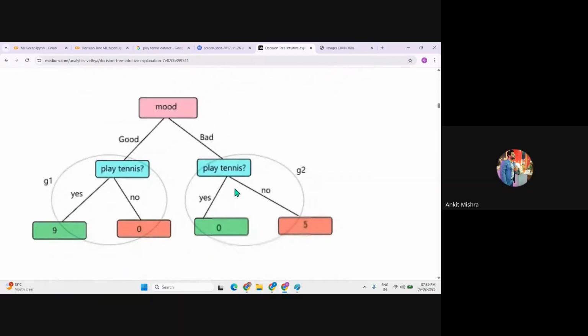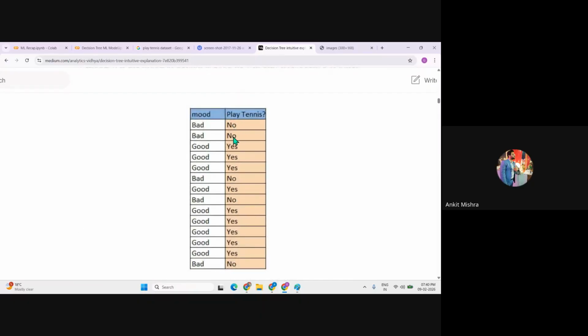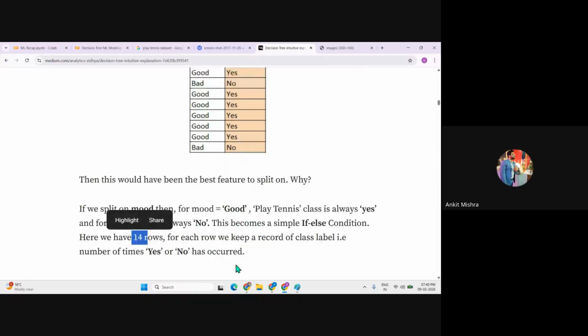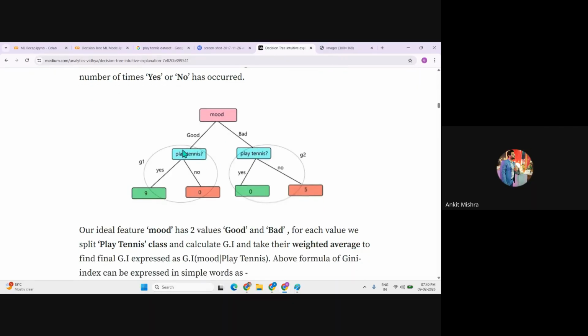So let's turn this into a decision tree. If the player had a bad mood, they generally say no, right? What is the frequency they said no? It was 5 times. You can just check: 1, 2, 3, 4, and 5. Because we have only 14 rows, we have converted the data into 2 splits. The first is based on good mood and the second is based on bad mood. Whenever the mood is good, the player says yes 9 times, and whenever the mood is bad, the player says no 5 times. If you add 9 and 5, you get the 14 rows that we have in the data set.